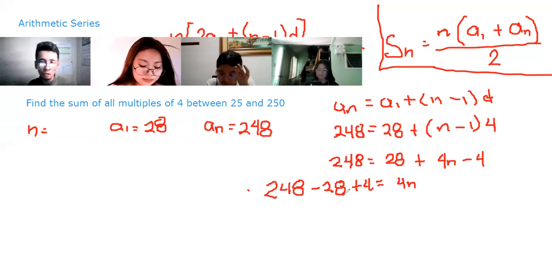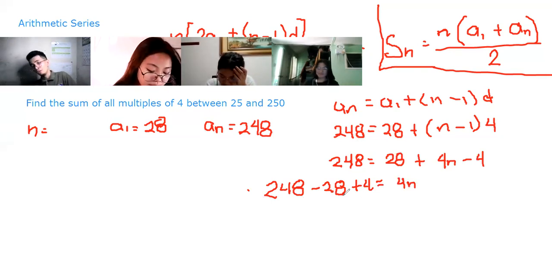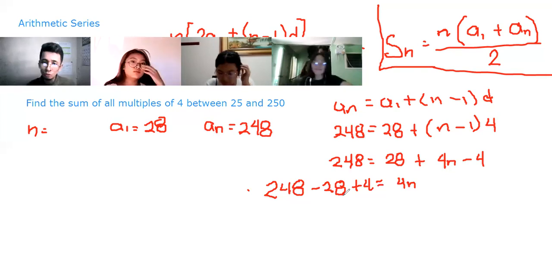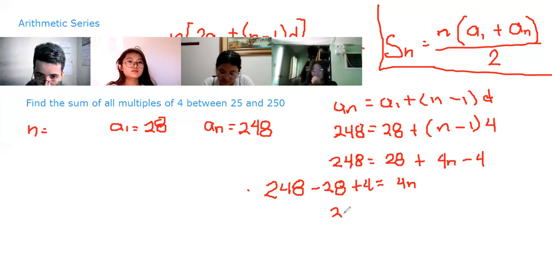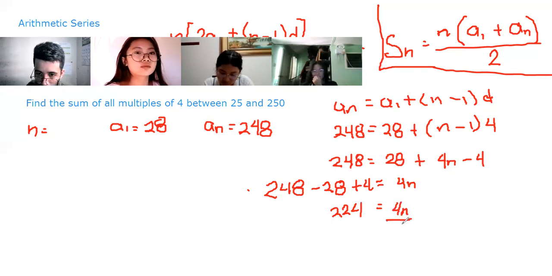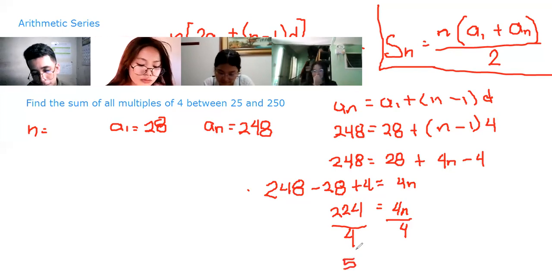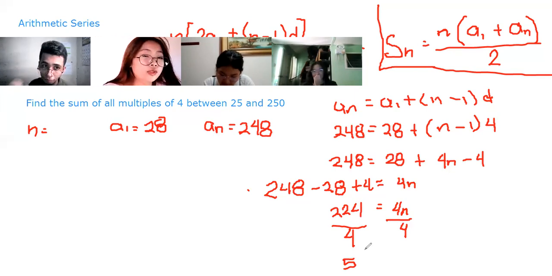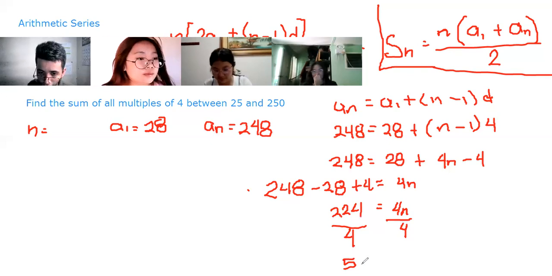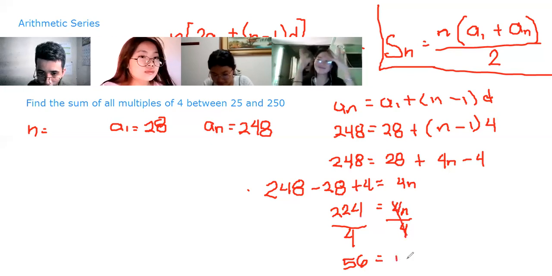So, 248 minus 28 plus 4. 248 minus 28, that is 220. Plus 4, 224. 224 divided by 4 kasi we're going to divide both sides by 4 to isolate the variable n. Divide both sides by 4. 224 divided by 4, what is the answer? 56. Tama ba? 56 po. 56 nga. 56, cancel si 4, cancel si 4. So, ang n natin is equals to 56.